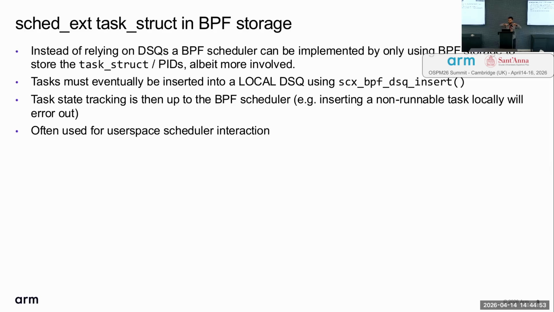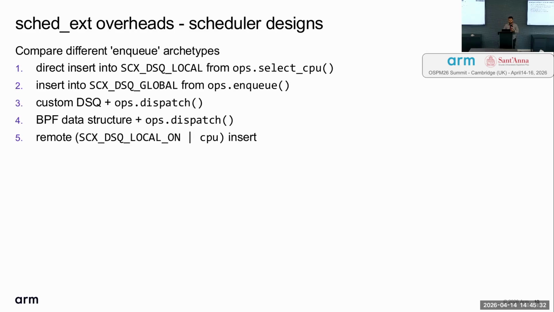So if you move directly into a local DSQ, it has to be the CPU's pointer, so affinity has to match, and it can't be migration disabled. Anything that isn't that will error out. That is all your job to do. But BPF storage is mostly used, I want to say, for user space interaction, because they can't really access DSQs. So that's how the communication works. It is used together with DSQs, but technically you could implement one without any custom DSQs at all.